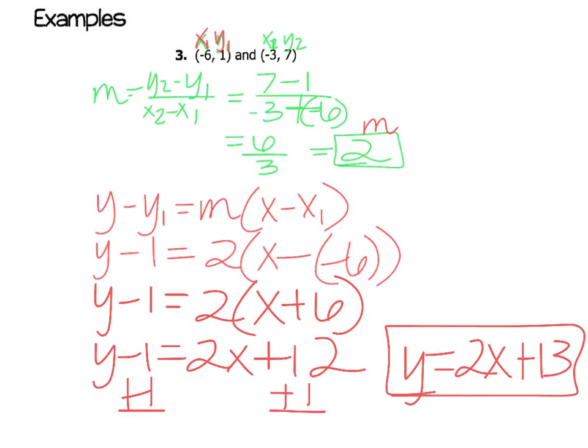We went from being given 2 points to now being able to write an equation in slope-intercept form. And that's our goal: to write an equation in slope-intercept form as our final answer. And we did it.